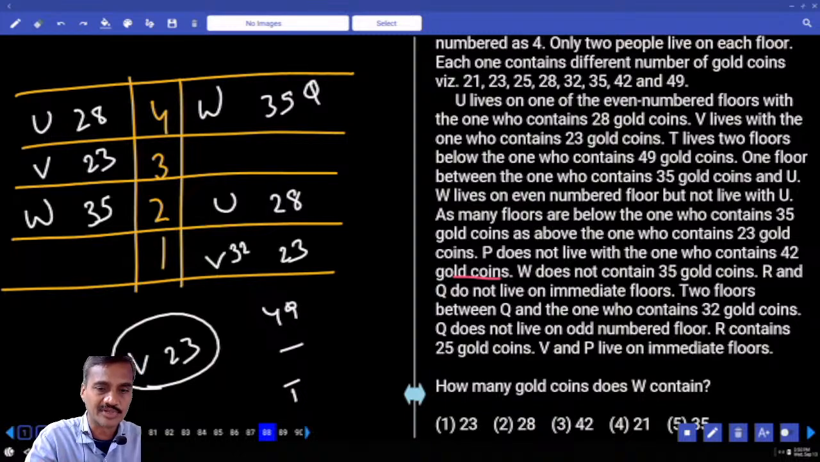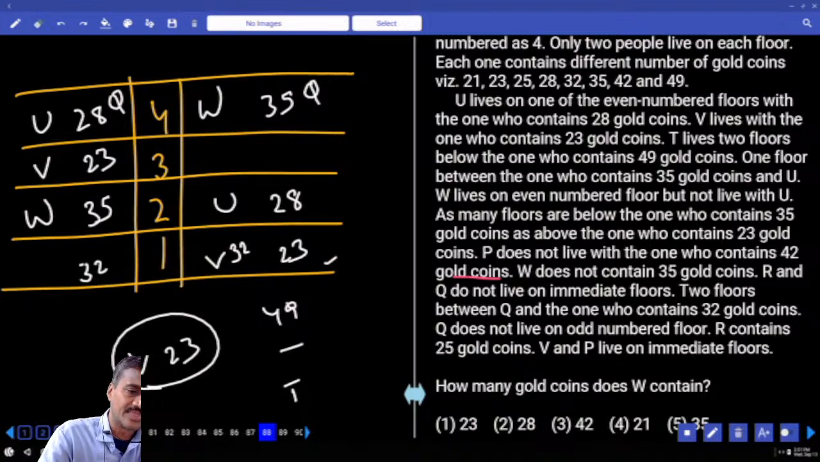Q is not living on an odd numbered floor, so Q must be even. As Q is even, with exactly 2 floors between Q and 32, Q must be on the 4th floor. If Q is here, then 32 must be here. But as V and 23 are staying together, R must contain 25. R is here, which contains 25. Then between 49 and T there must be exactly 1 person.